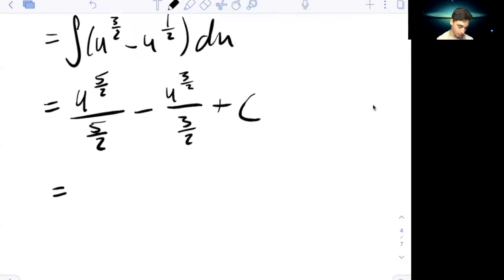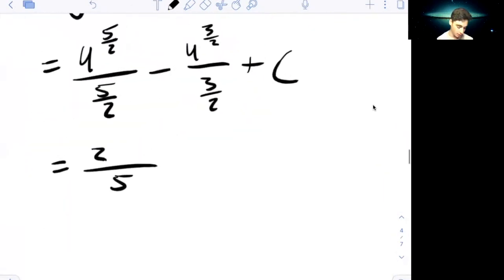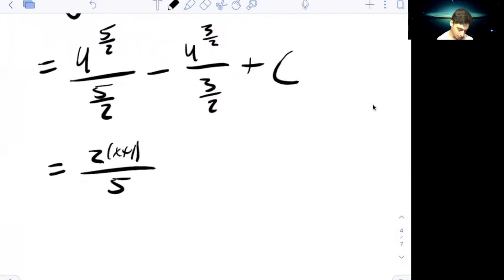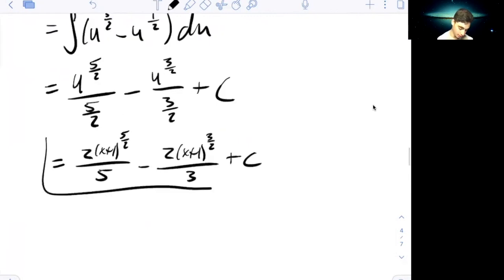Now last step, let's just flip the denominators, and for u to the 5 over 2, just sub in for u. We said u was equal to x plus 1. So we have 2/5 times x plus 1 to the 5 over 2, minus 2/3 times x plus 1 to the 3 over 2, plus c. And that is your final answer.